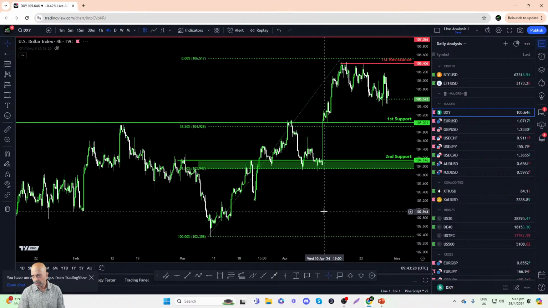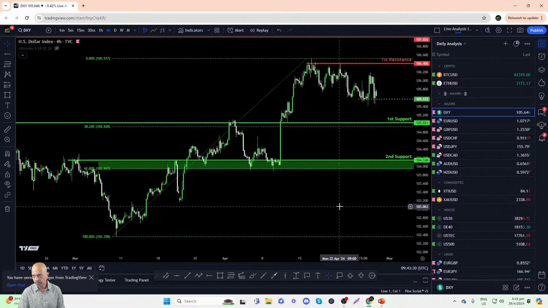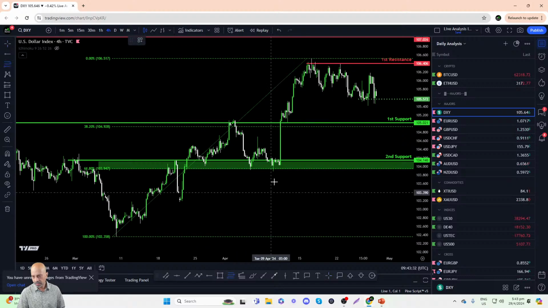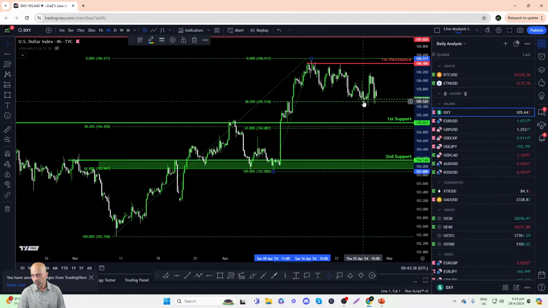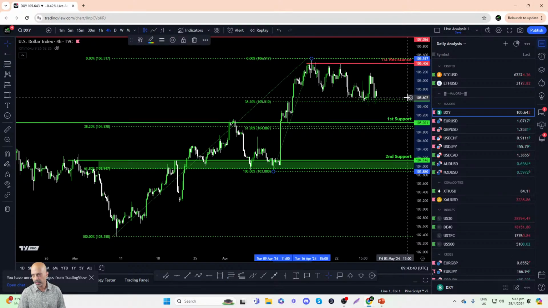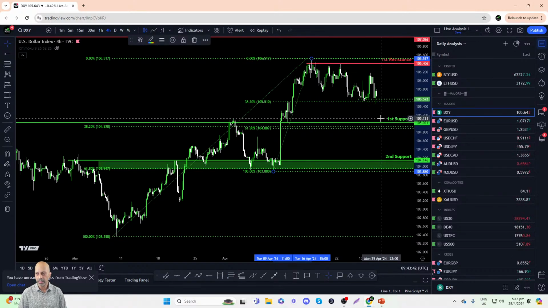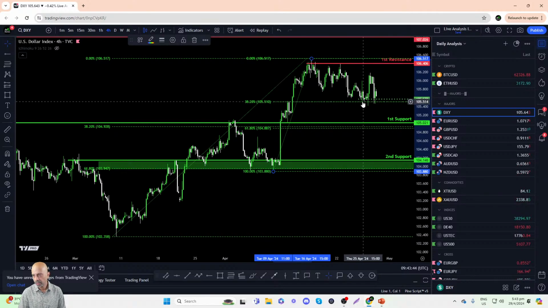Now, let's zoom down into the 4-hour time frame and see if we can fine-tune the analysis if necessary. Otherwise, I think this is pretty much fine. If anything, I can probably just draw another Fibonacci retracement from here, 9th of April, going up to the high on the 16th. We can see that the pullback resistance, the intermediate resistance that we had identified at 105.57, within this region there also lies the 38.2% Fibonacci retracement.